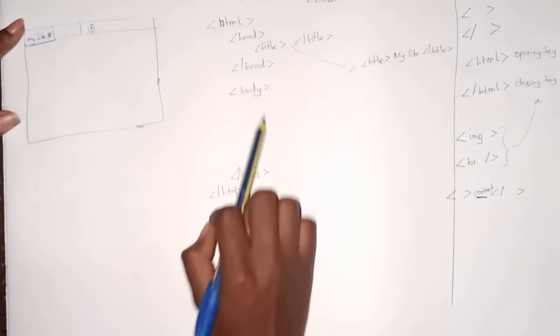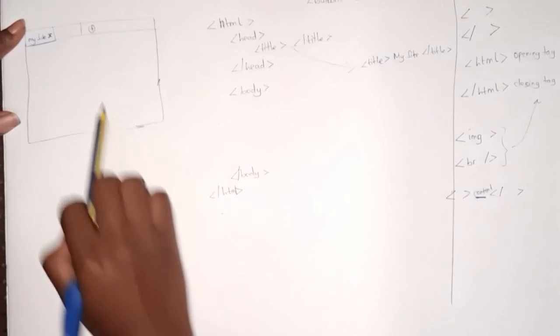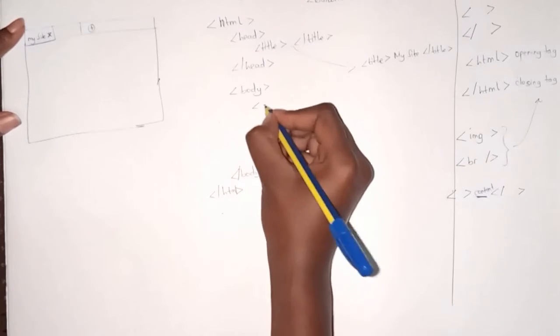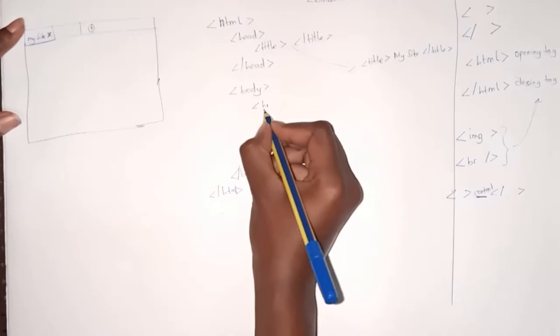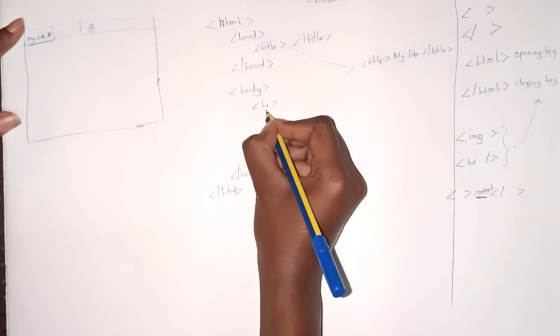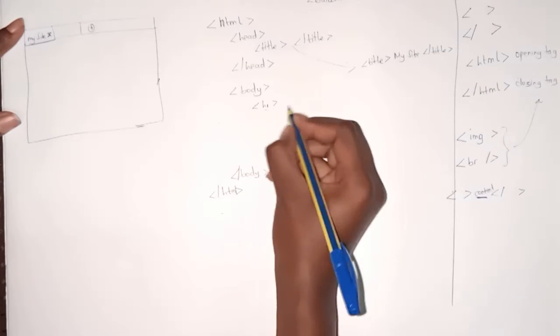And so here is the body. Anything you want to be seen here, I repeat, should be in the body. Now, in the body, you have H1, for example. This is a heading, okay? Now, a heading, the largest, let me call it the largest heading is H1.